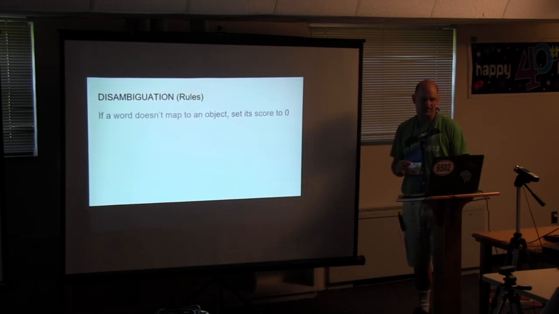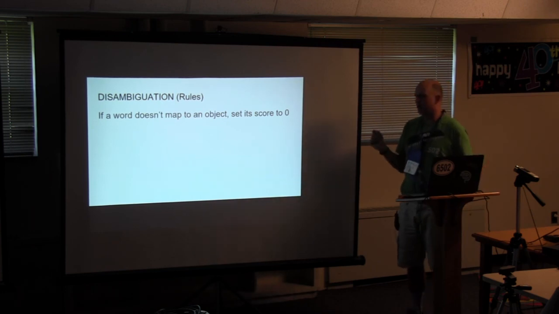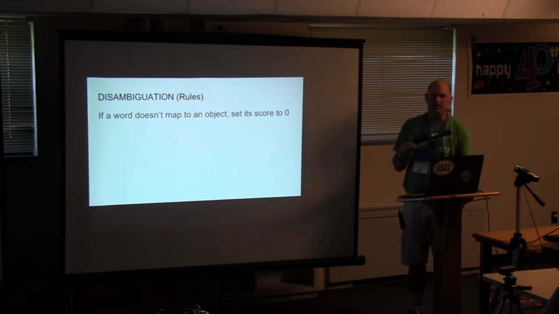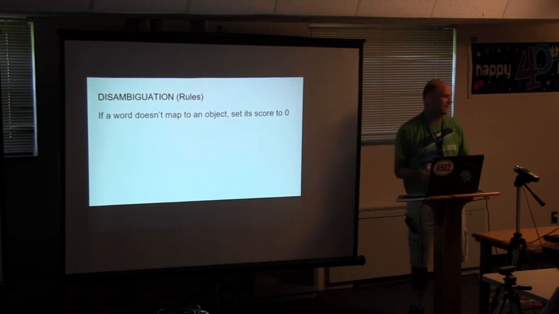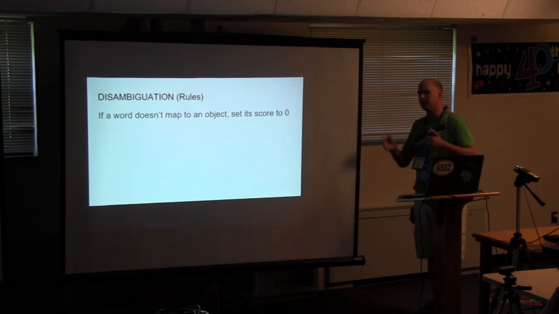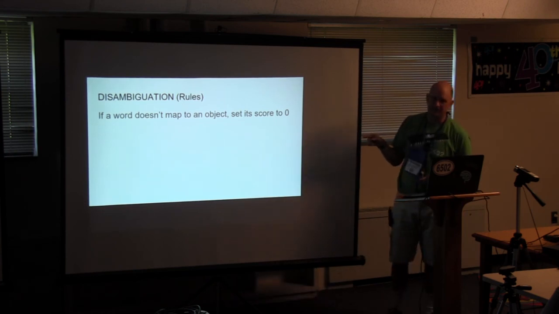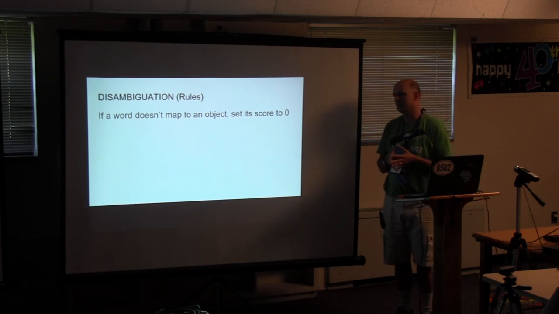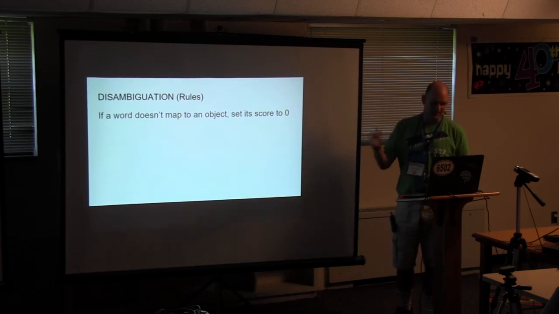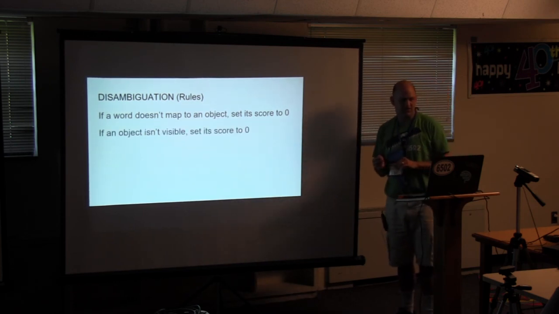And then there's a couple of things like, if the object isn't visible, set its score to 0, right? So if in a game you might have 10 desks or 10 locks or 10 doors or something, you don't want to just match the first one you find in the table. You want to match the one that the player sees, the one that's in his room, right? So discard things that you don't see.